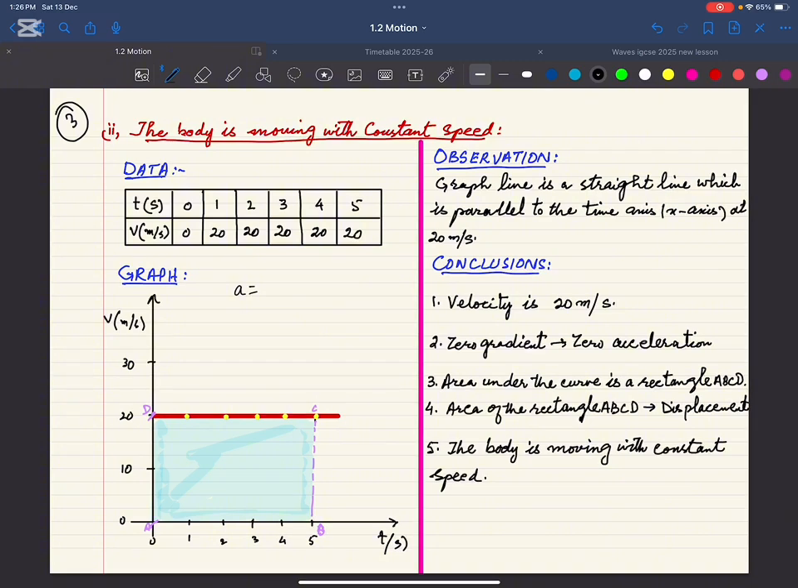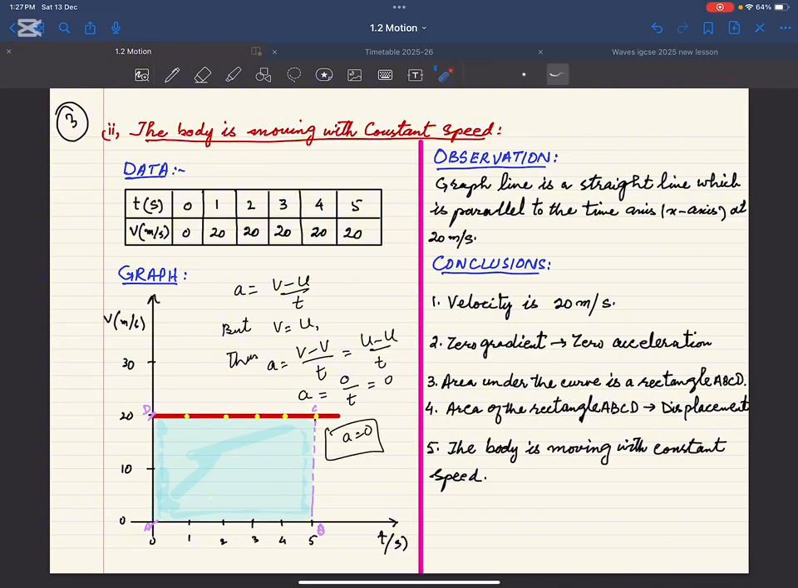a is equal to (v minus u) divided by t, but for any interval of time, v is equal to u. Thus what will happen? a is equal to v minus v, or u minus u, and the result will be 0 divided by t, and again the result is simply 0. So acceleration is 0, which we have mentioned in this point. So this is the description or calculation of this particular point.